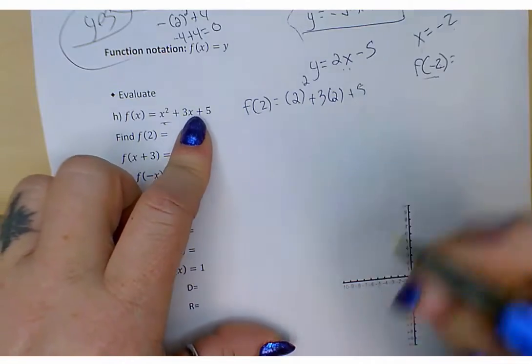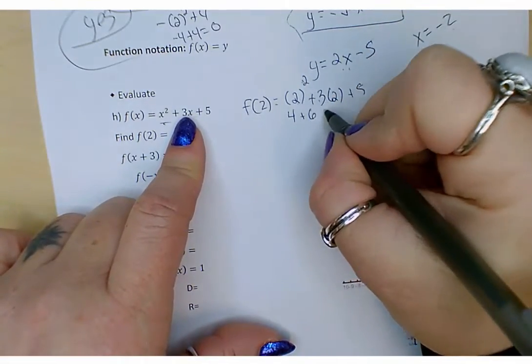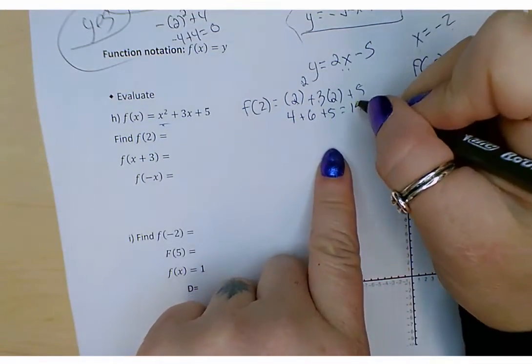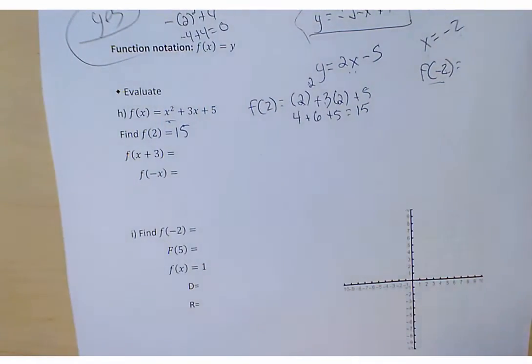Simplify this equation here. Well, 2 squared is a 4. 3 times 2 is a 6, plus this 5. And 4 plus 6 plus 5 is a 15. So f of 2 is a 15.